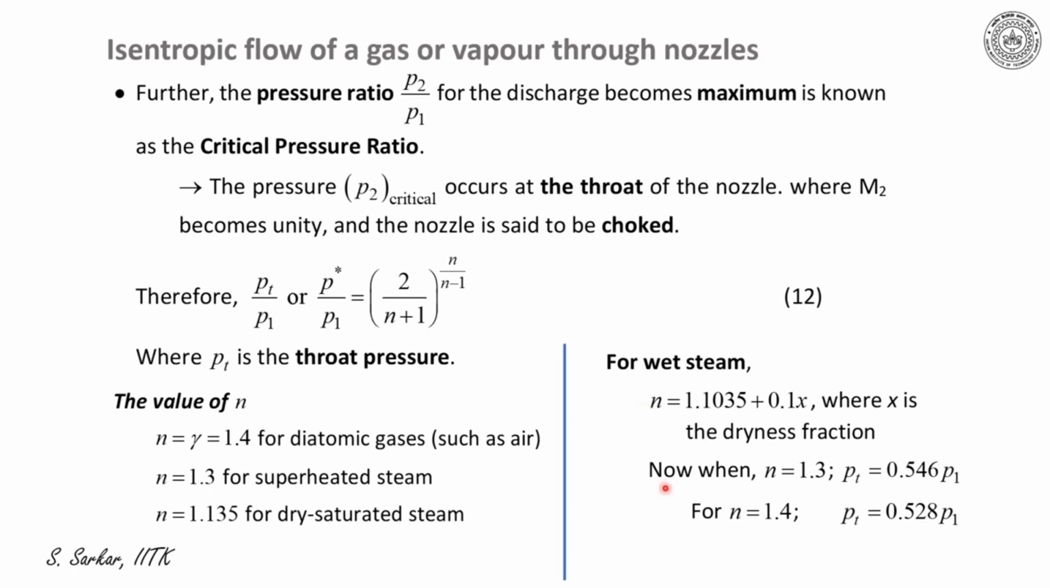Now for an example, when n is equal to 1.3, PT, that is the throat pressure, would be 0.546 P1. For n is equal to 1.4, the throat pressure would be 0.528 P1. Thus, through this example, one can appreciate that throat pressure or P star depends on the value of n, that is the expansion index.